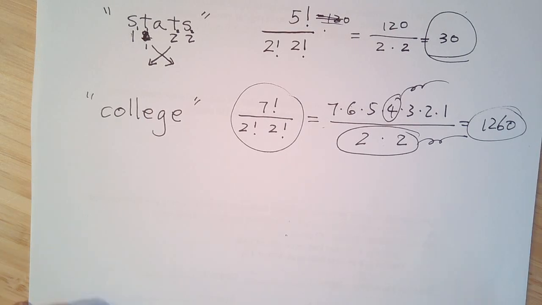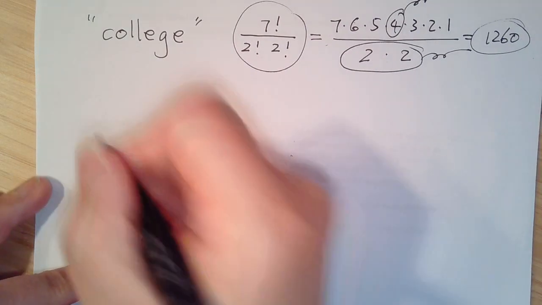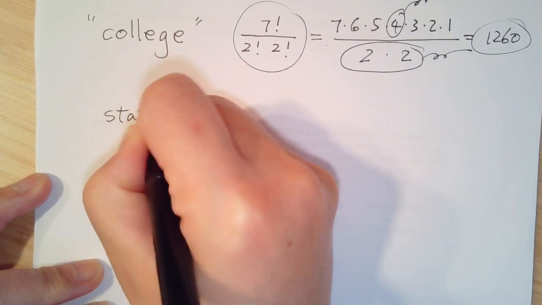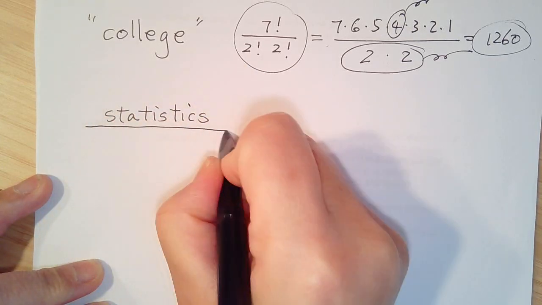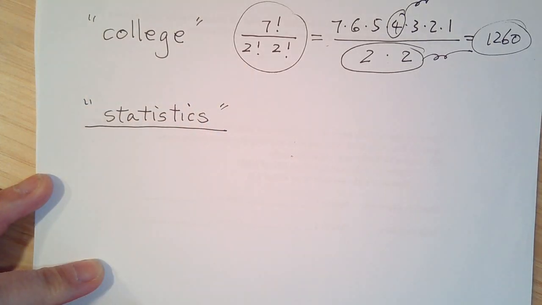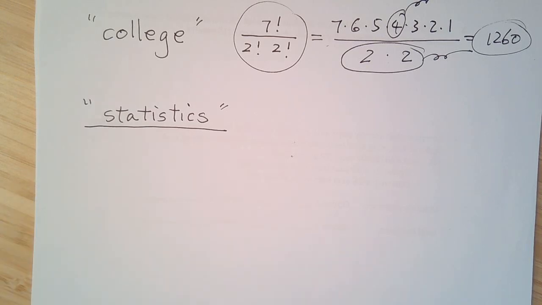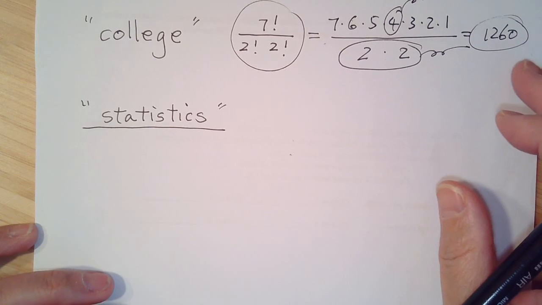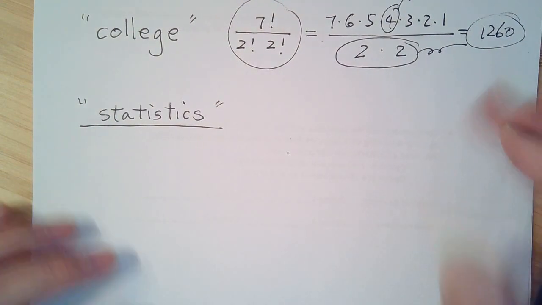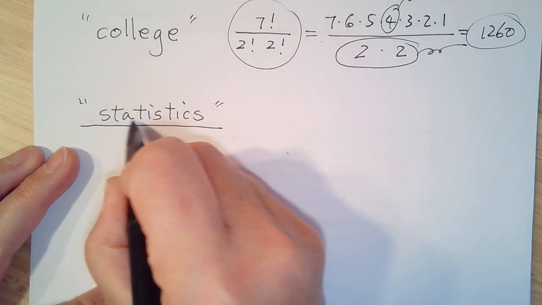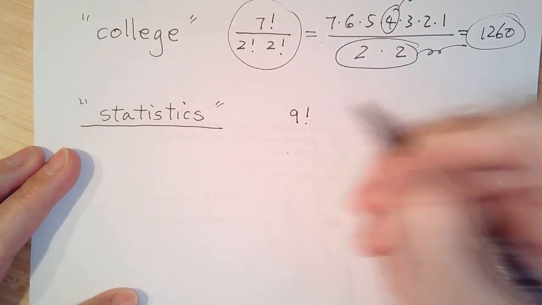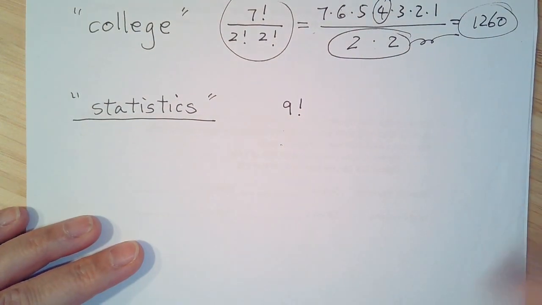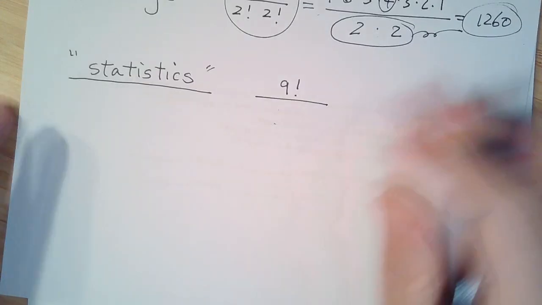Okay. So what about a more complicated situation like statistics? How many different ways are you going to rearrange all the letters of this word to make up a new word or new arrangement? It doesn't matter whether it makes sense or not. So 1, 2, 3, 4, 5, 6, 7, 8, 9. So that will be 9 factorial. Okay, and then divided by, let me see what the repeats are.